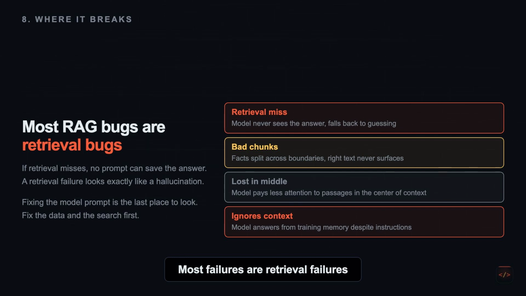Models also suffer from the lost in the middle issue, paying less attention to text stuck in the center of a long context. So passage order matters as well. Let's say even if you have a perfect context, a model can still ignore it and answer from memory, which is why the answer only from context instruction is not optional. Most RAG problems are not generation problems, they are retrieval and data problems wearing a generation mask.